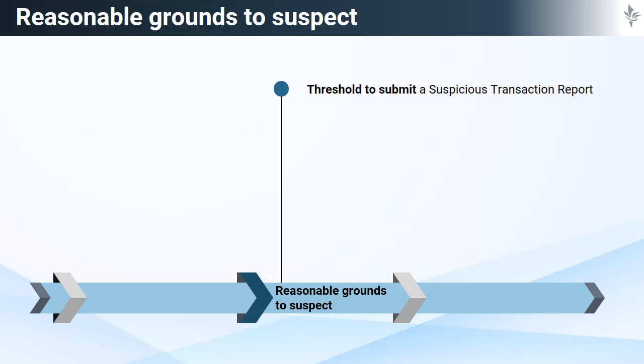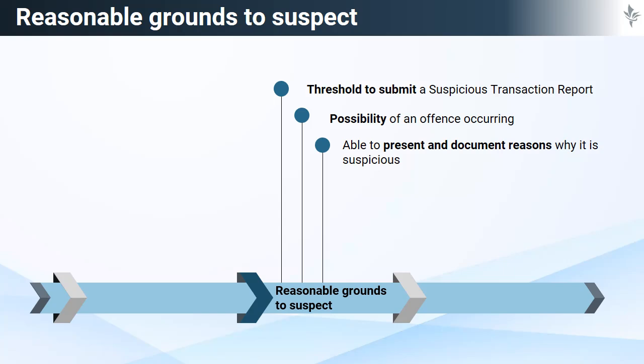Reasonable grounds to suspect means there is a possibility that a money laundering or terrorist financing offense or an evasion of sanctions is occurring based on the facts, context, and indicators surrounding the mortgage process during pre- or post-funding. You are able to present and document reasons why it is suspicious, but they do not need to be proven or verified. You must submit a suspicious transaction report because the threshold for reasonable grounds to suspect has been met.